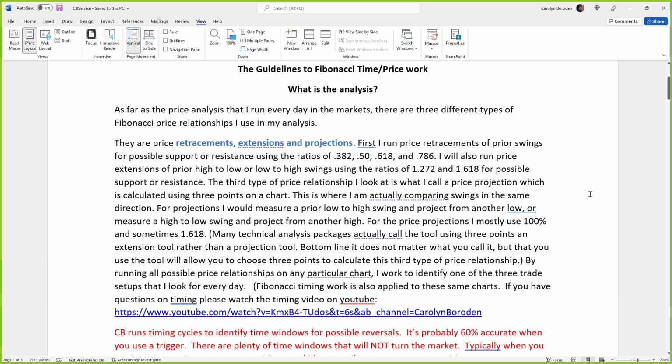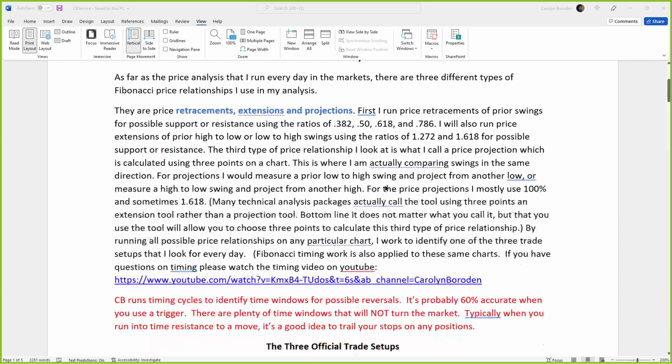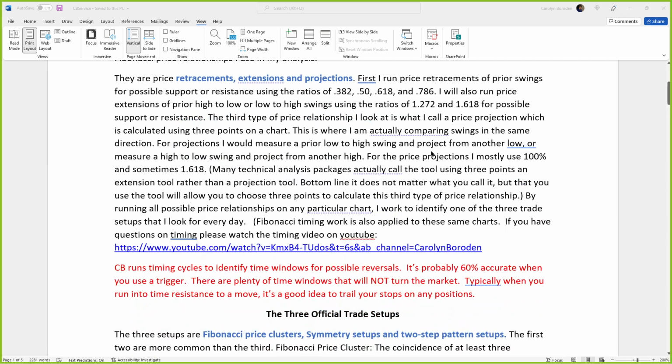Okay, so the ratios that I'm using are always going to be pretty much the same: 382, 50%, 618, and 786 as far as the retracements. As far as price extensions, I'm using 1272 and 1618. And then for the projections, I mostly use 100%, and that's for symmetry. And sometimes, if a move is beyond 100%, I will also use 1618. So this is just giving you the basics of what I'm doing to identify the trade setups.